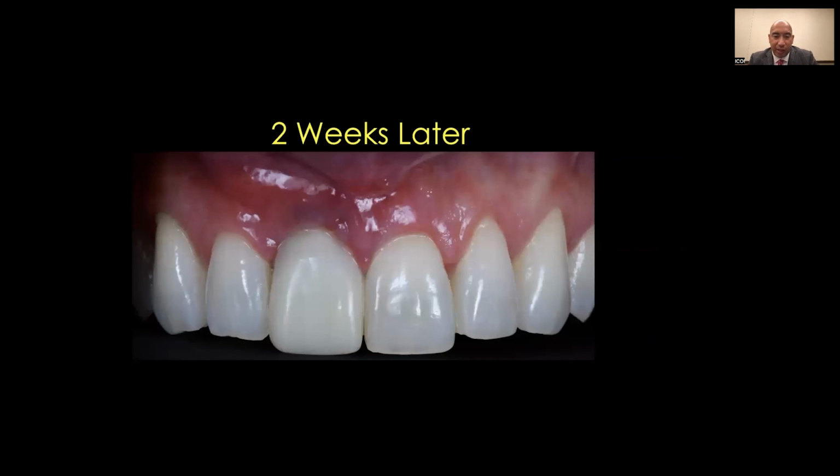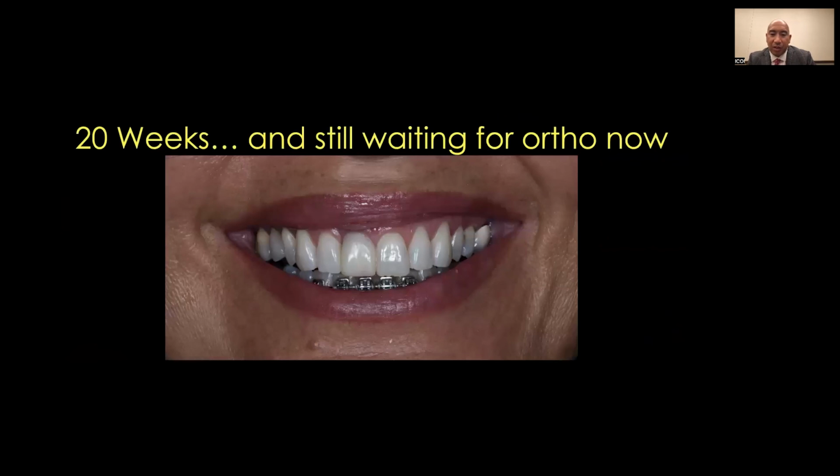Two weeks later, the tissue is healing beautifully. Obviously a little bit inflamed, which is pretty normal for these types of situations. But now, what did I say? You got to be patient. So we're going to wait. And with her husband being an orthodontist, he's put her back in braces for the lower arch. So we're at 20 weeks now, and we're still waiting on ortho.